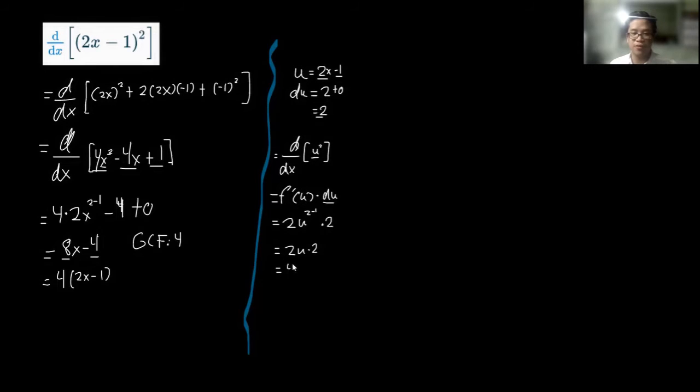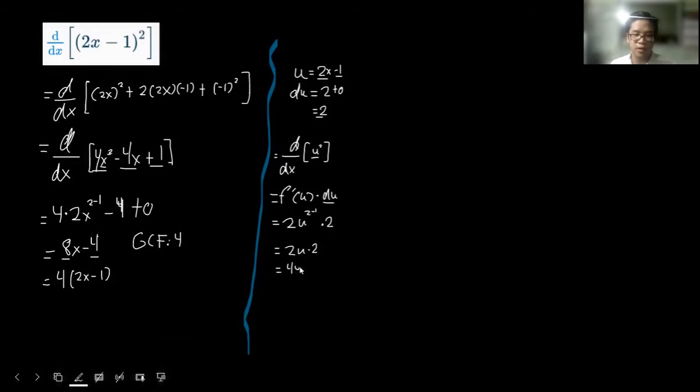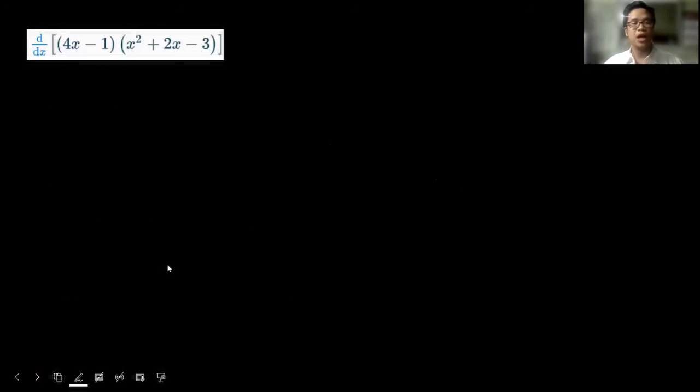So therefore you have 4u. Oops, this is wrong. 4u only. There we go, 4u. And since u is equal to 2x minus 1, we can just do this: 4 times 2x minus 1. And that's it. You guys have the same answer as well. All right. How about this one?